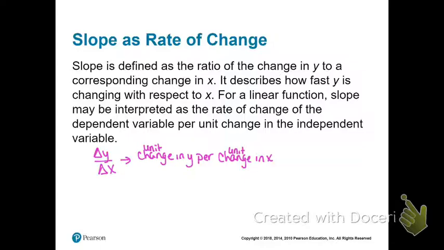Now, you also need to tell, is it increasing or decreasing? You'll be able to tell if your slope is positive. That means something's going up, so it's increasing. And if your slope is negative, that means it's decreasing.